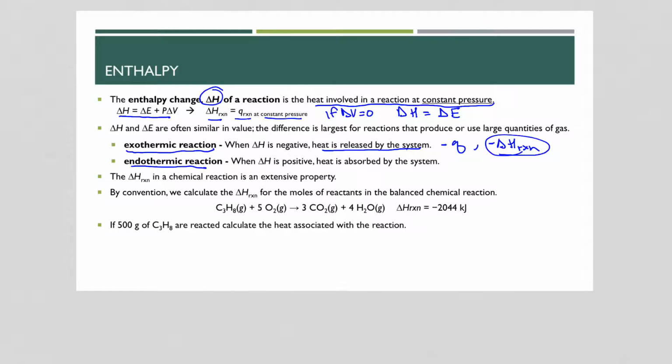And that means endothermic reactions are the opposite, right? This is where heat is absorbed by the system, where we have a positive Q, and that means we will have a positive change in the enthalpy of the reaction.